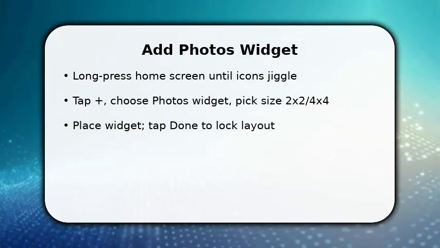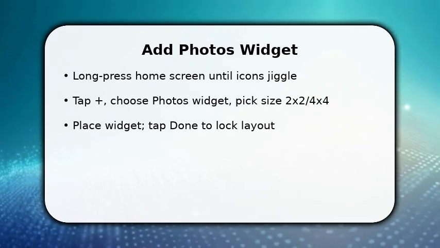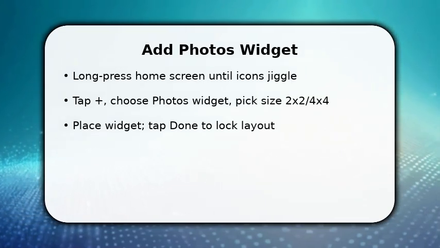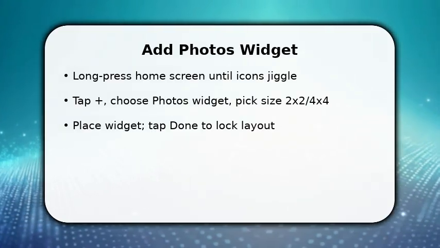Choose the widget size you want, 2x2 for compact or 4x4 for a larger carousel, and place it where you like. Once done, tap Done to lock the layout so the widget can start showing moments from your library.